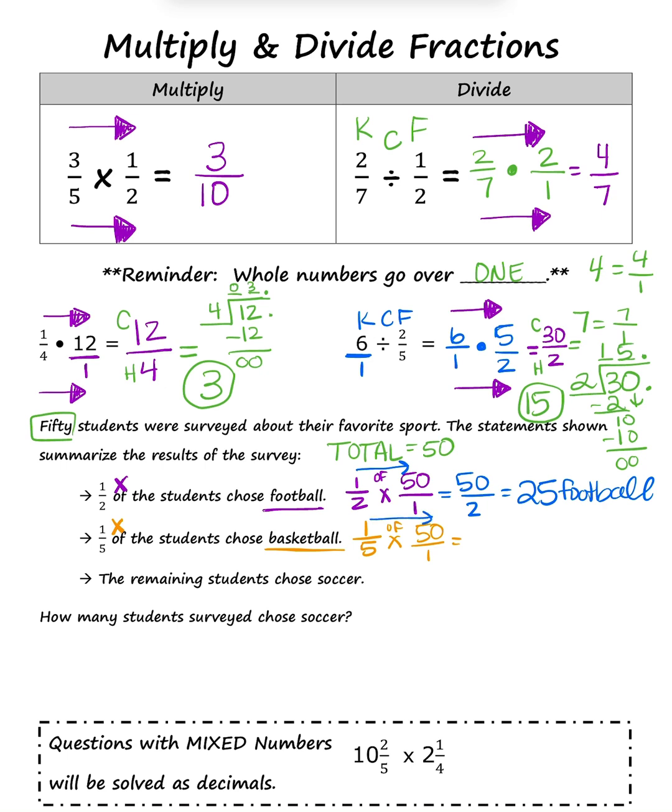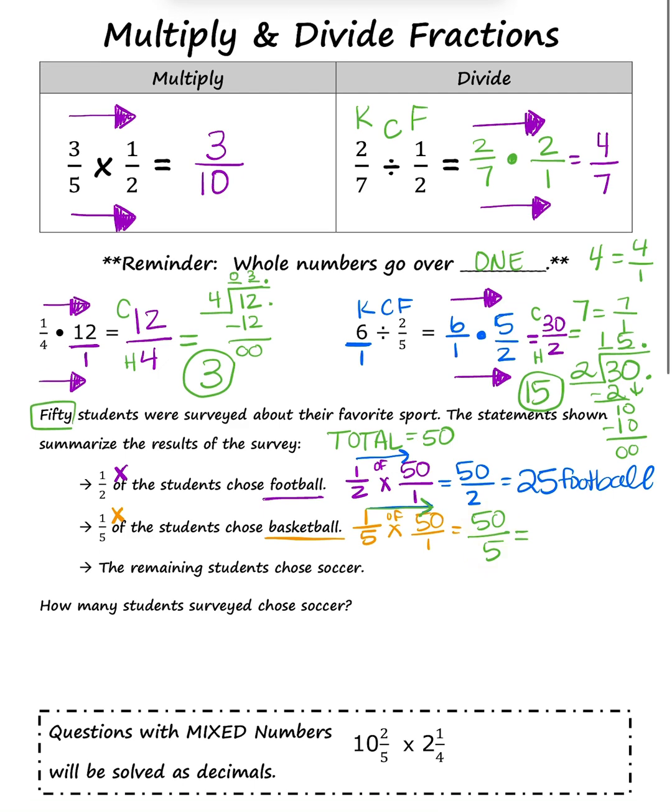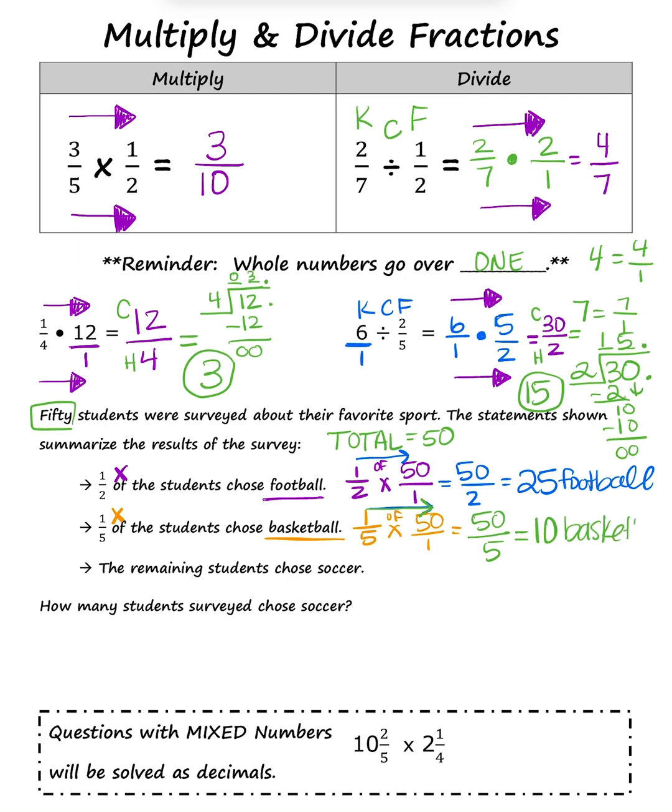So my rule is still top times top. So I say, okay, I'm going to change colors so we don't get confused here. So top times top. 1 times 50 is 50. And this time, 5 times 1 is 5. So again, I have that improper fraction where my cowboy is larger than my horse. So I need to cowboy and horse divide. Again, 50 divided by 5, I know is 10. I'm going to label that as basketball. Again, notice I'm keeping everything nice and organized and labeled so that when I read my question, I'm ready to go.